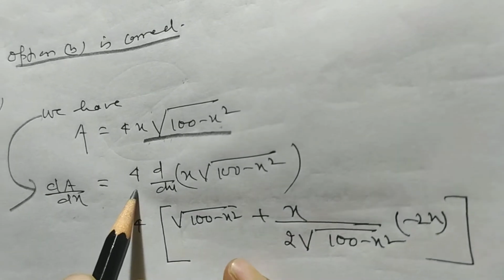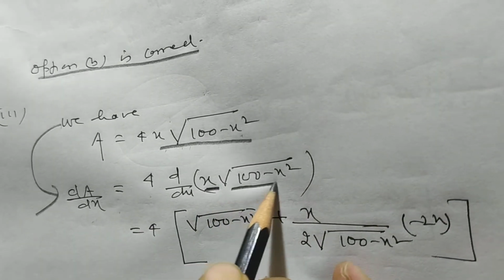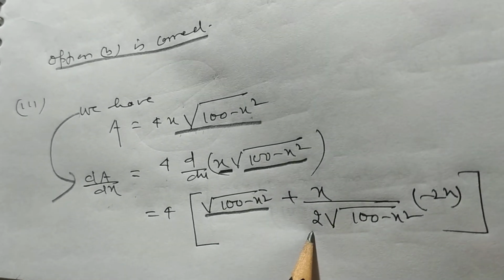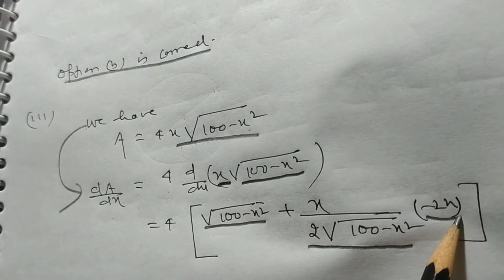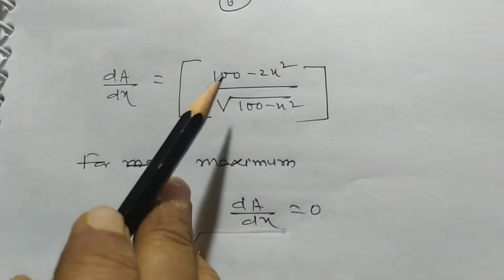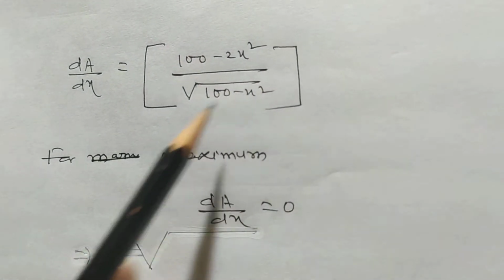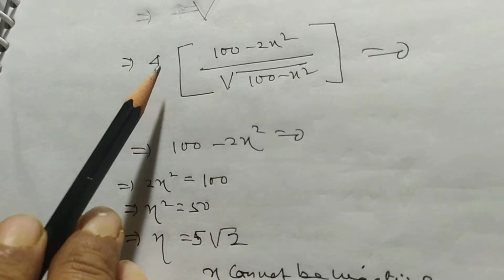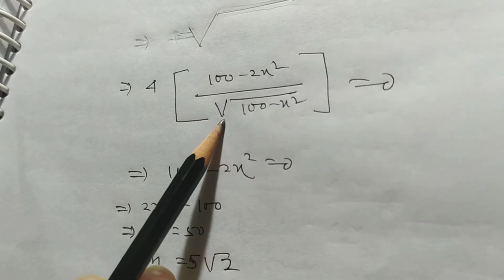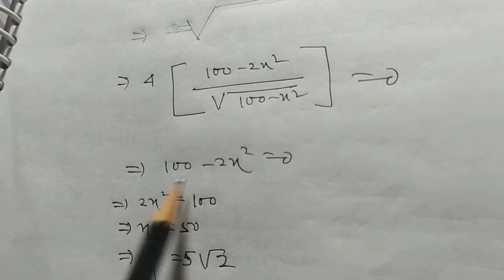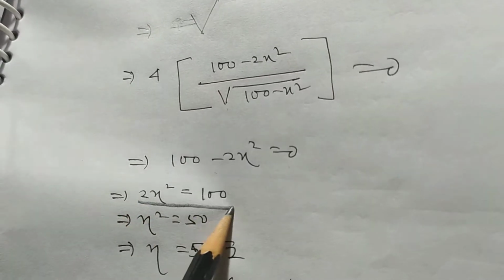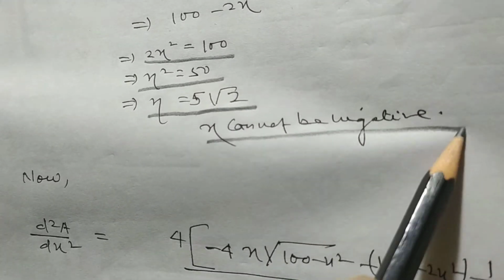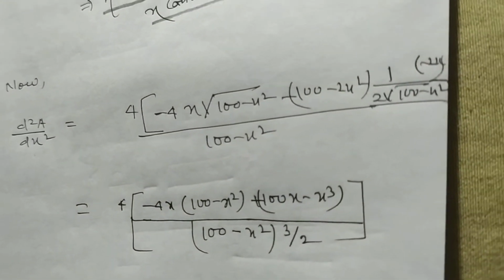dA by dx is equal to 4 d by dx of x root over 100 minus x square, that is root over 100 minus x square plus x divided by 2 root over 100 minus x square into minus 2x. So dA by dx is equal to 4 times 100 minus 2x square divided by root over 100 minus x square. For maximum area, we have dA by dx equal to 0. So 100 minus 2x square is equal to 0, 2x square is equal to 100, x square is equal to 50, x is equal to 5 root 2, since x cannot be negative. Now d2A by dx square, we again differentiate it.